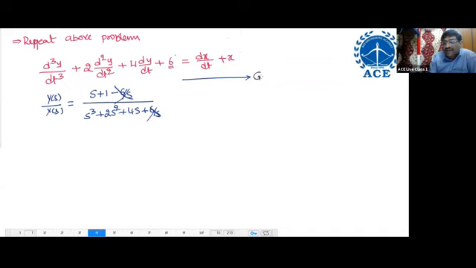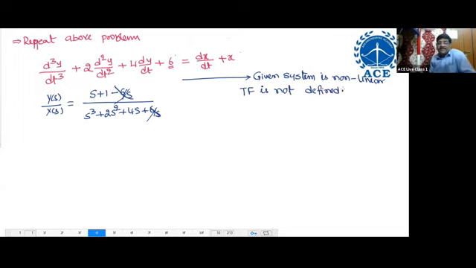Given system is non-linear. Transfer function is not defined.